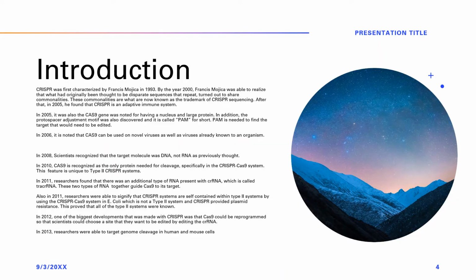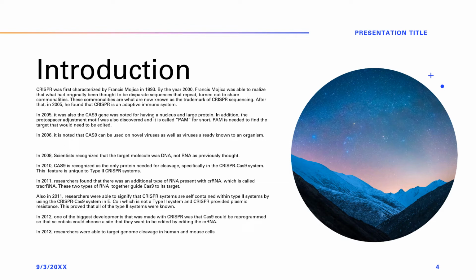The first characterization of CRISPR took place in 1993 by Francisco Mojica. By the year 2000, Mojica was able to realize that what he had originally thought to be disparate sequences that repeat turned out to share commonalities. These commonalities are what are known now as a trademark of CRISPR sequencing. After that, in 2005, he found that CRISPR is an adaptive immune system.